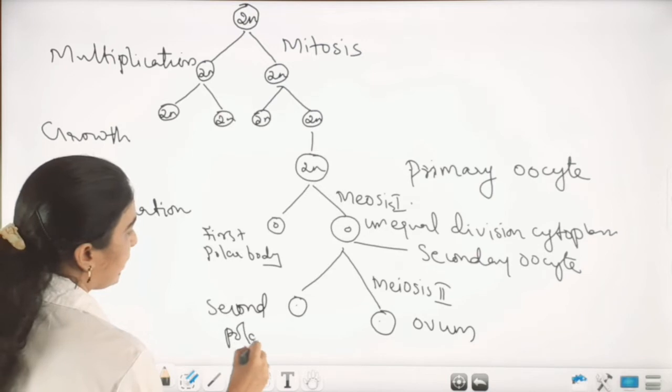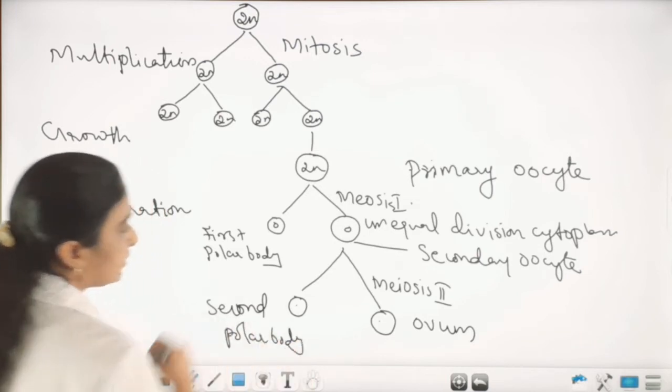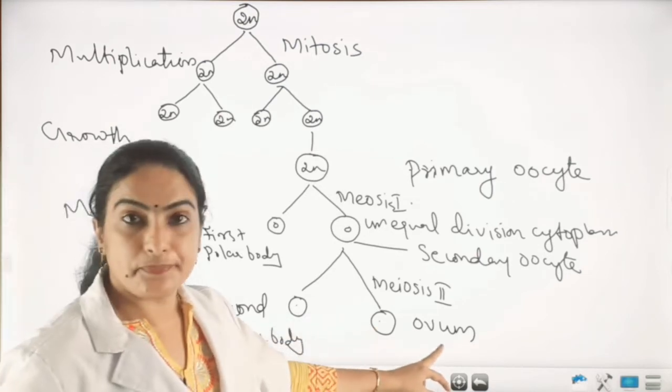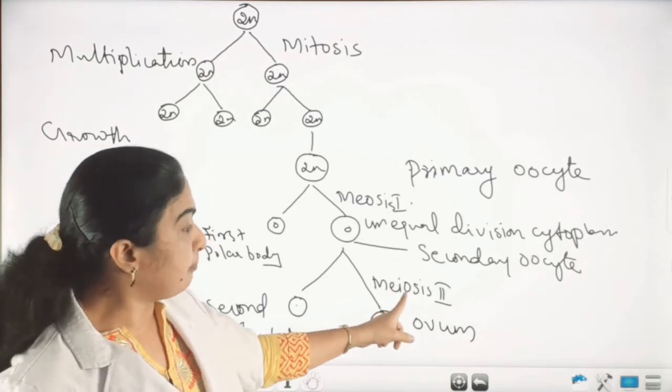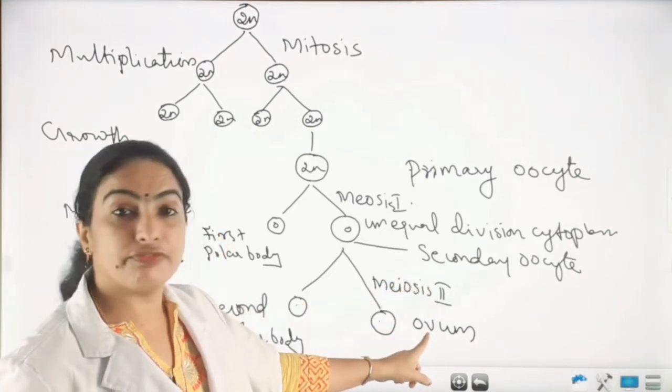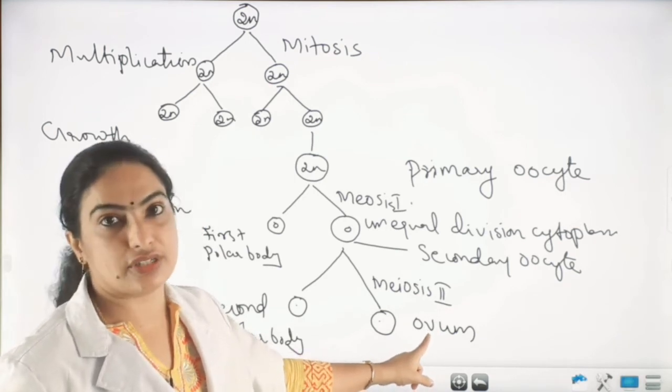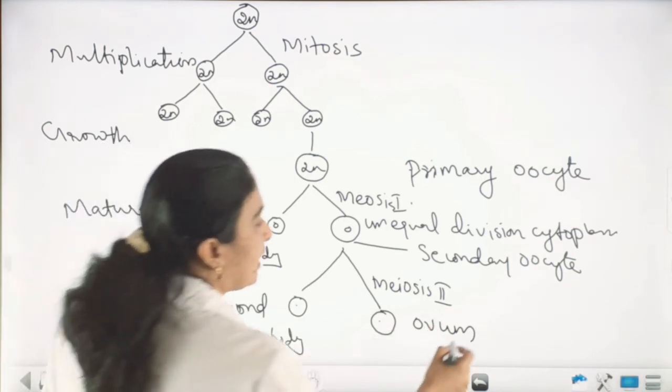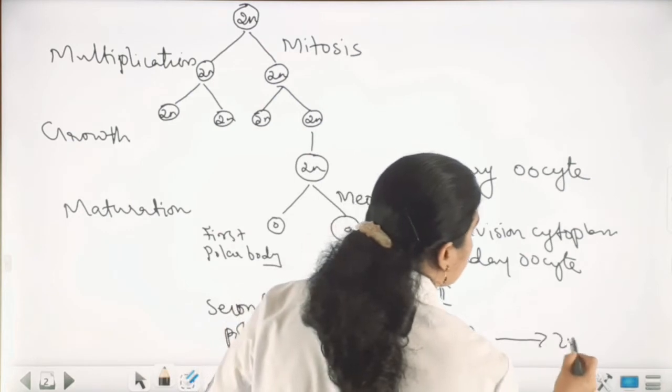Second polar body. Okay. So this ovum is formed after the meiosis 2 of the secondary oocyte. And this ovum is formed for fertilization. Okay, and this will develop into a zygote.